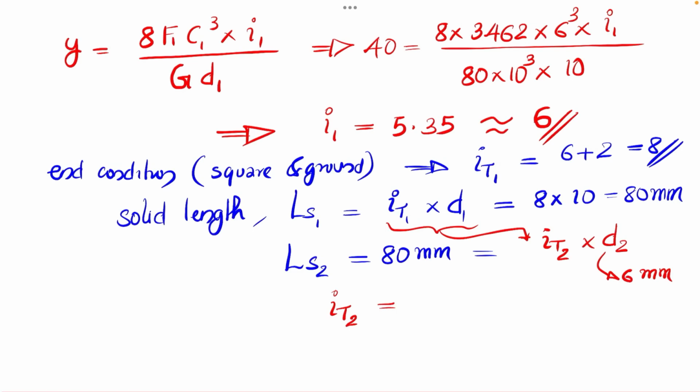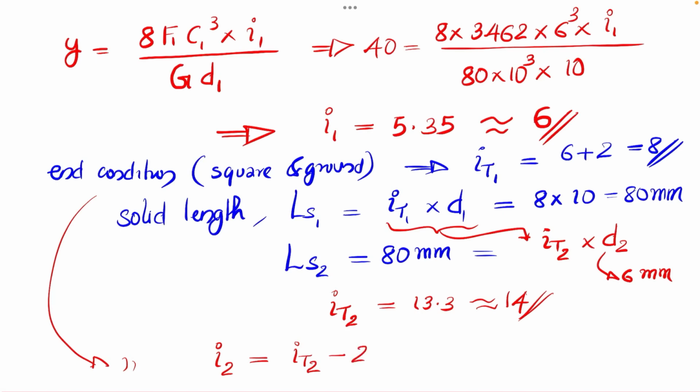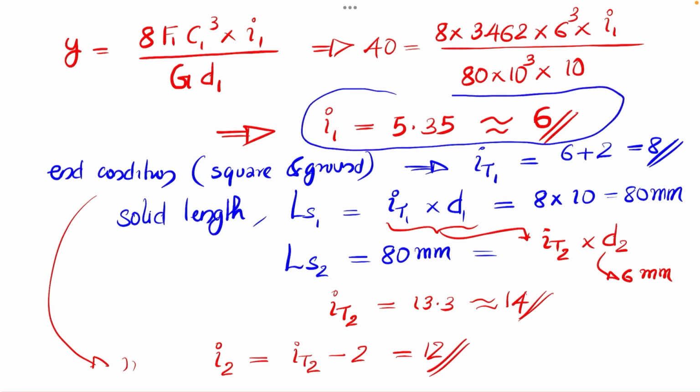Then we can solve for the total number of coils for the inner one, that is IT2. This will be equal to 80 by 6, so around 13.3 we will be getting. So we will be rounding it to 14 coils. This is the total. We need to find the active number of coils, which is I2, and this will be 2 lesser. Here also we are assuming the same end condition, that is squared and ground, so this will be equal to the total number of coils minus 2. Then we will have 12 active coils.